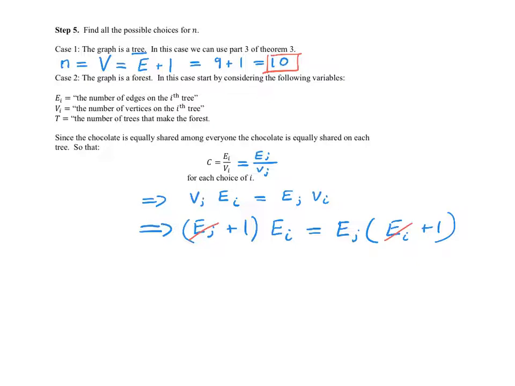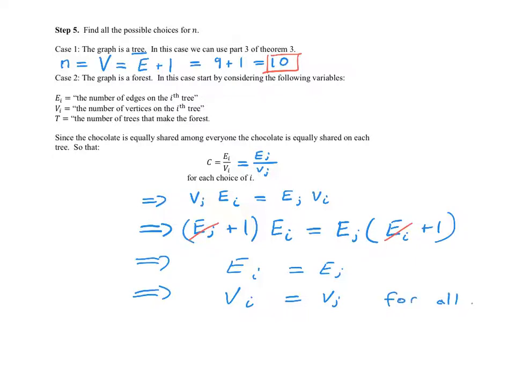So we end up with e sub I multiplied by 1 on the left and e sub j multiplied by 1 on the right. So what that says is that every single tree in our graph has the same number of edges. It doesn't really matter whether you're looking at the first tree or the second tree or the fifth tree, all of them have the same number of edges. Because there's a relationship between the number of edges and the number of vertices on a tree, we can also say that all the v sub i's and v sub j's are the same.